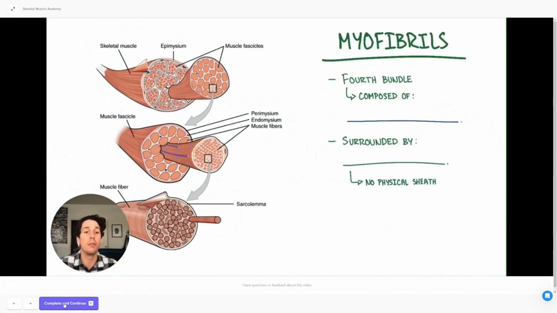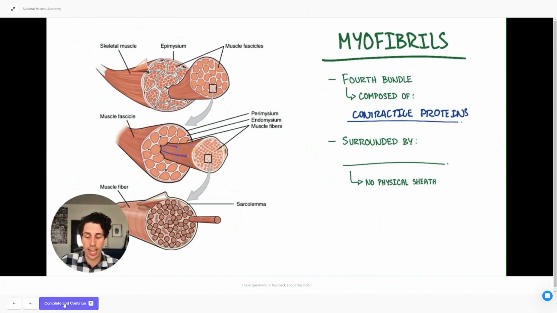So the myofibrils are going to be kind of like the smallest unit. They're actually composed of something else though, so not really the smallest, but the smallest of what you think of with the skeletal muscle anatomy. And so let's go ahead and talk about this right here. Myofibrils are going to be composed of these contractile proteins. So there's going to be actin, myosin. We're going to talk about that in a later video. But the contractile proteins are what allow the muscles to contract. And so the fourth bundle, the myofibrils, are going to be composed of contractile proteins. So contractile proteins, perfect.